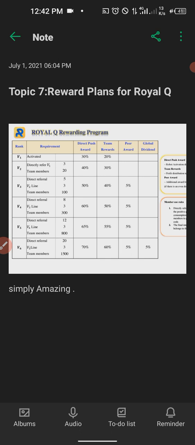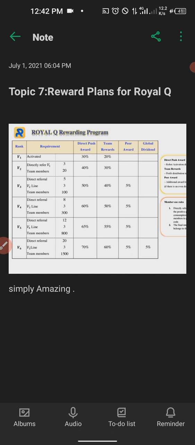money out of it. Then to be in V5, you need like 12 direct referrals, 3 people in V4, like I've explained, then 800 people in your team. And to be in V6, you need 20 direct referrals, 3 people in V5, and 1,500 people in your team, and you earn 70%.